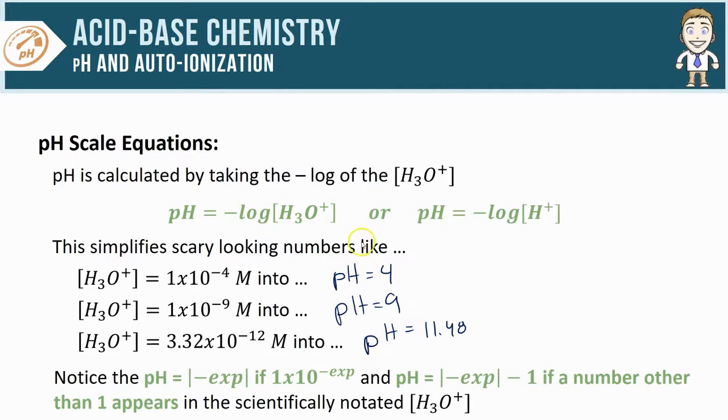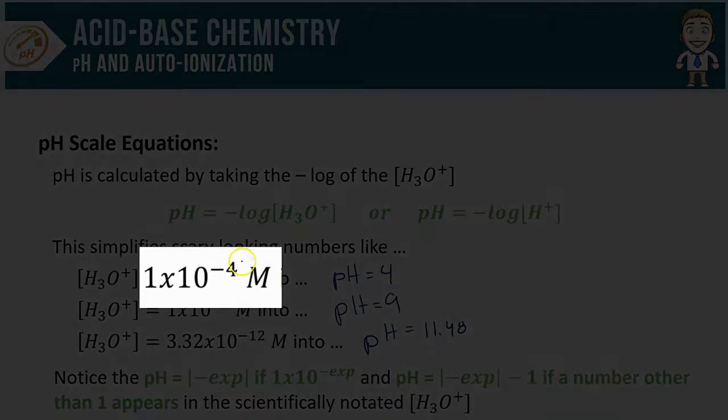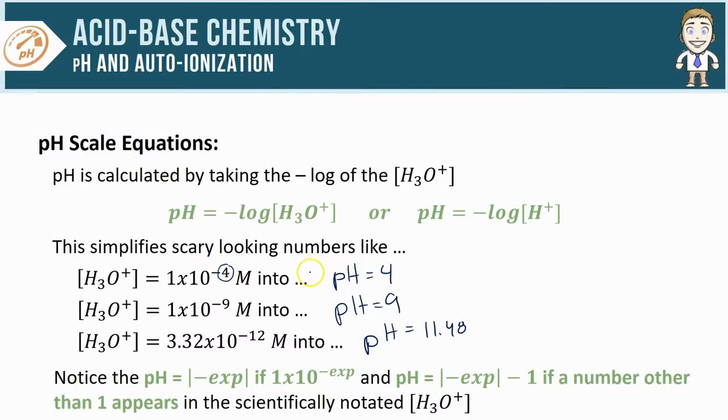There's one other pattern here that can be helpful on AP exams. I want to point it out if you haven't noticed it already. It has to do with the pH value being the same as or close to the exponent, the absolute value of the exponent to be exact, in the H3O plus concentration. Notice that the pH is equal to the exact absolute value of that exponent if the number in the scientific notation is 1. You saw that in my first two examples.